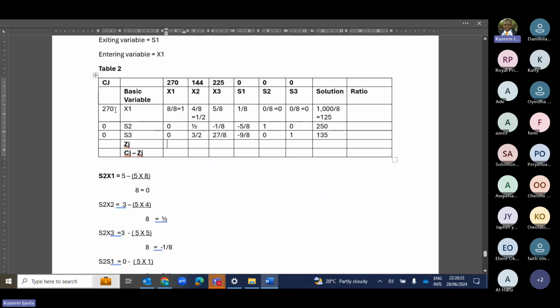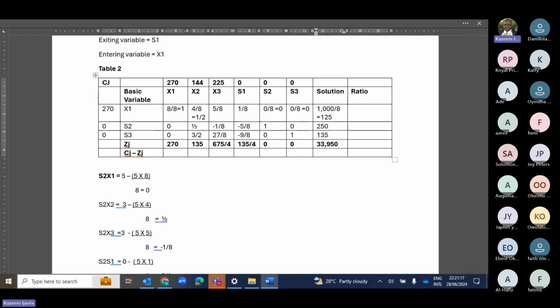So for X1, this ZJ will be 270 multiplied by 1. This one will be 0 times 0. So it will still be 270, right? Then here will be 270 times 1 over 2, 0 times 0. So that means 135, correct? Then this one will be 270 times 5 divided by 8, then 0 times 0. That should give you 675 divided by 4 or something. Then this one will be 135 divided by 4. Here is going to be 0 and 0. Just do the multiplication, you get the same answer.